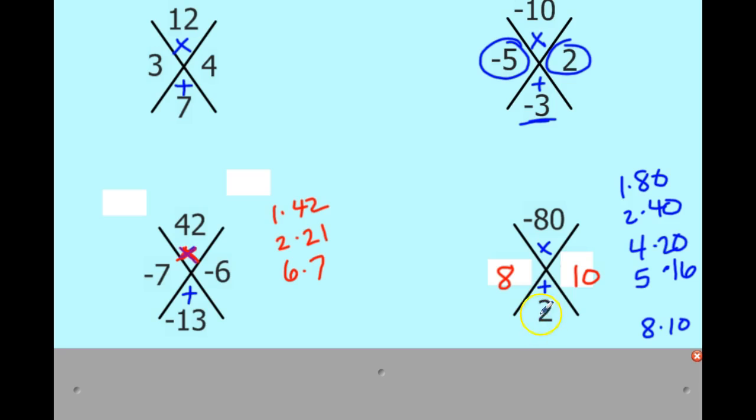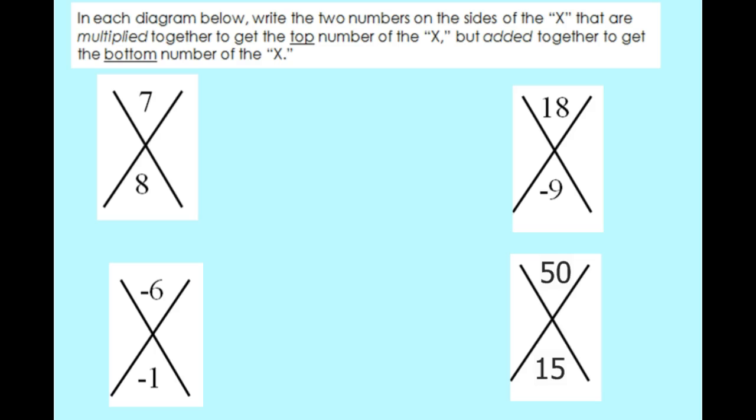I need one to be a negative, but which one, if I add these two together, should be a negative so that there's more positives overall? Well, the smaller number would leave us with more positives, meaning -8 plus 10 is 2, and -8 times 10 is -80. So these are our two numbers on either side. Let's try a couple more. This is exactly what your diamond problems have at the top. The directions say, in each diagram, write the two numbers on the sides of the X.